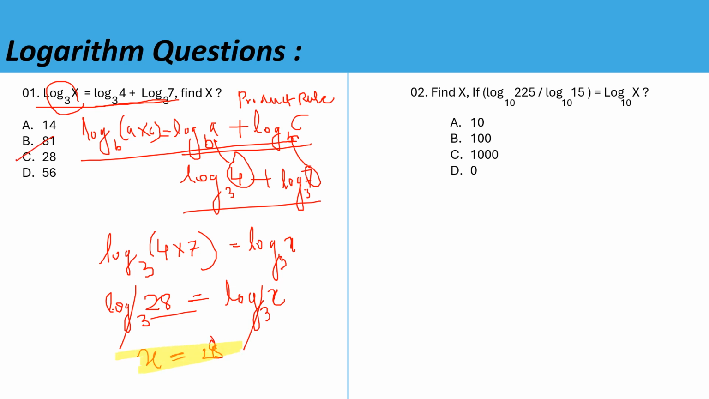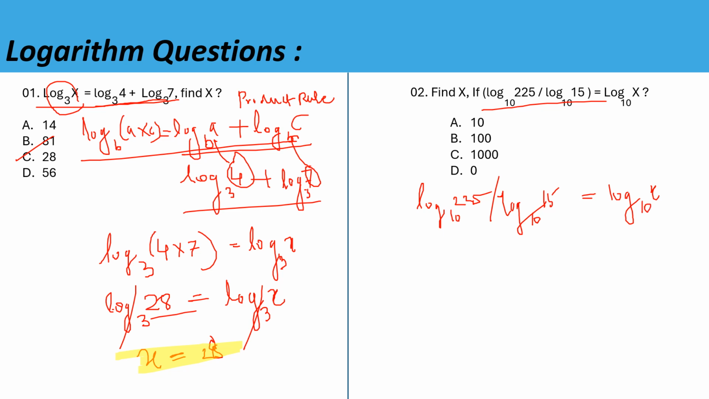Now discussing our second question, find x if we have been given the expression log 225 to the base 10 divided by log 15 to the base 10 is equal to log x to the base 10, and we have been given these four options: 10, 100, 1000 and 0. So this is a quotient rule. So now let us start by writing this expression log 225 to the base 10 divided by log 15 to the base 10, okay, which is equal to log of x to the base 10.